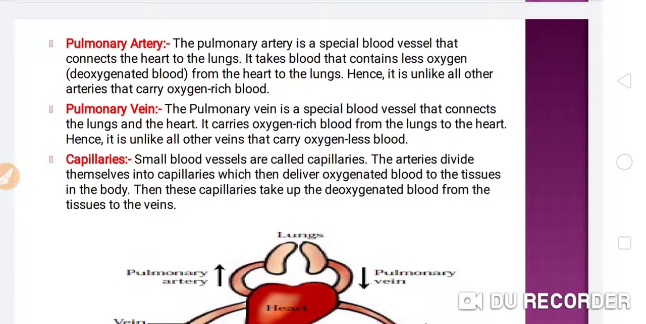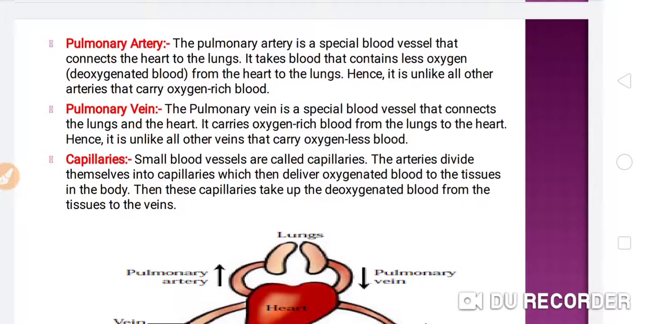Now pulmonary artery. What is the pulmonary artery? The pulmonary artery is a special blood vessel that connects the heart to the lungs. This is very important. The pulmonary artery is a special blood vessel that connects the heart to the lungs. And the second point is also very important: it takes blood that contains less oxygen.